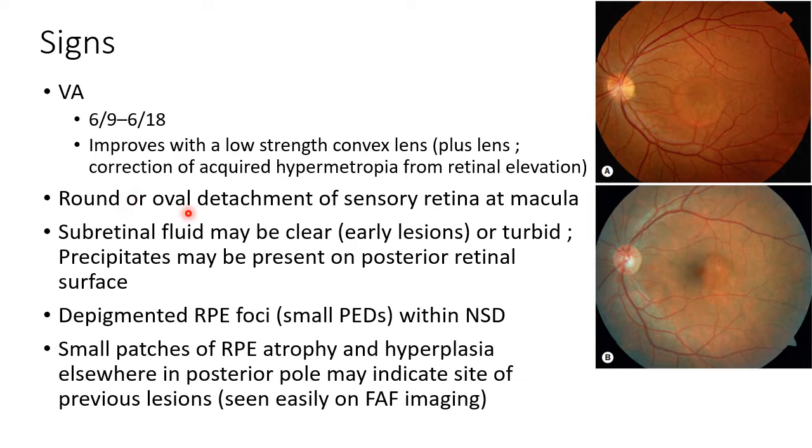There can be round or oval detachment of sensory retina at macula, as you can see in this picture. The subretinal fluid may be clear in early lesions or they can be turbid. Precipitates may be present on posterior retinal surface. There can be depigmented RPE foci in the form of small PEDs within the neurosensory detachment. Small patches of RPE atrophy and hyperplasia elsewhere in the posterior pole may indicate site of previous lesions. These old lesions can easily be seen on fundus autofluorescence imaging. This picture shows areas of RPE atrophy which indicates previous CSR lesion.